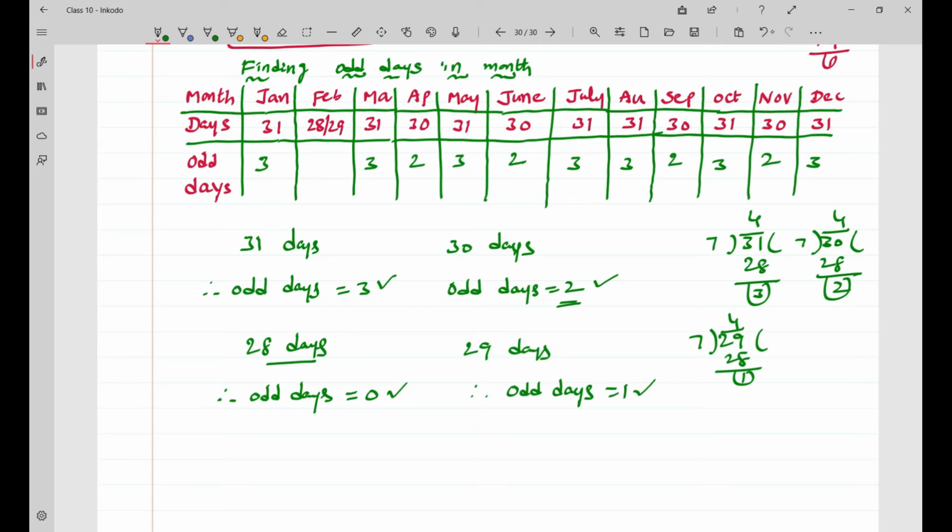When there are 28 days, we will get 0. That is in a normal year. When it is a leap year, there are 29 days. That time we will get 1 odd day. This is the way to find out odd days in a month.